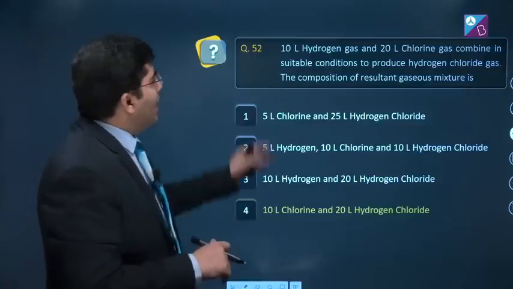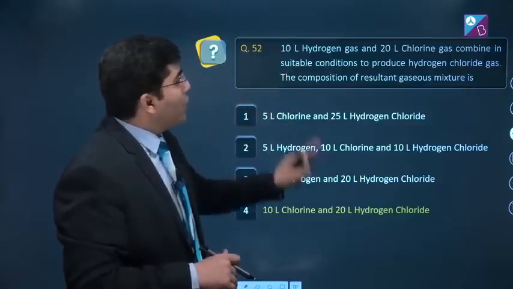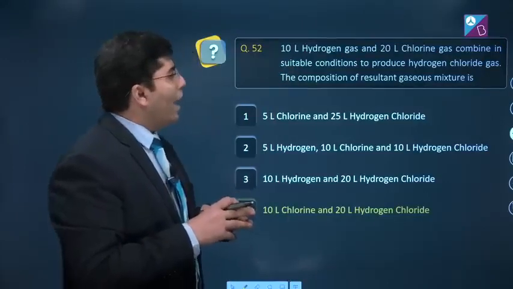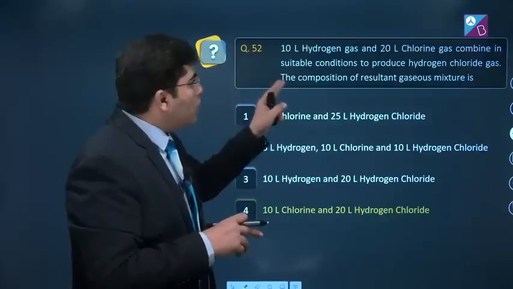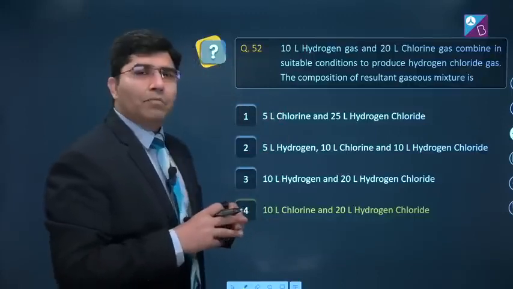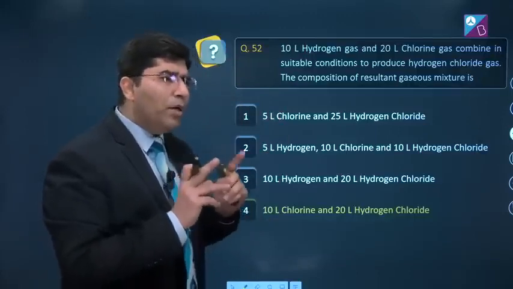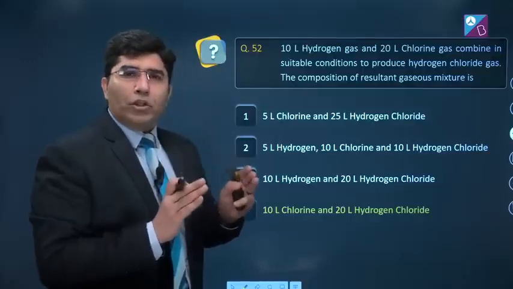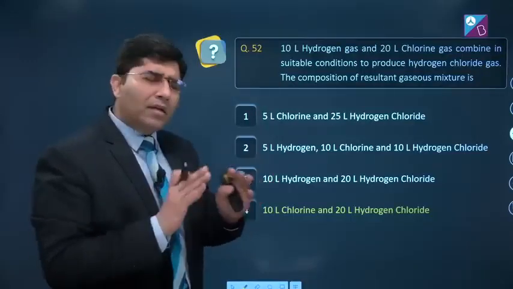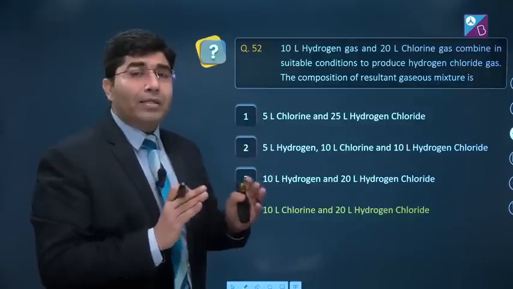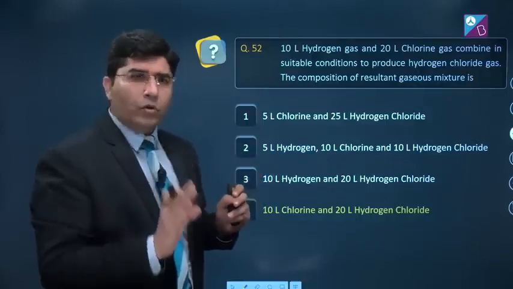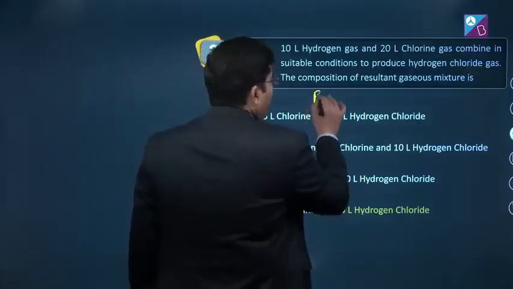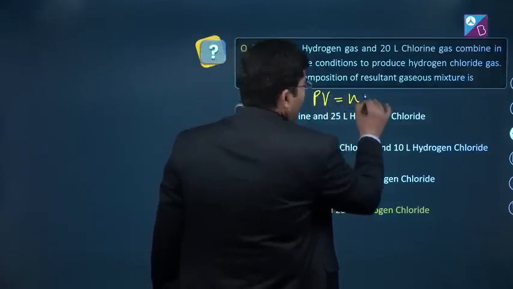The next question is: 10 liters of hydrogen gas and 20 liters of chlorine gas combine under suitable conditions to produce hydrogen chloride gas. The composition of the resultant gaseous mixture is. Now the point to be noted is that temperature and pressure are constant. Nothing is given about temperature and pressure, means temperature और pressure constant होंगे. और अगर ऐसा होता है, जब इस तरह के क्वेश्चन आते हैं, we all know that PV is equal to nRT, right? ये तो होता ही है.